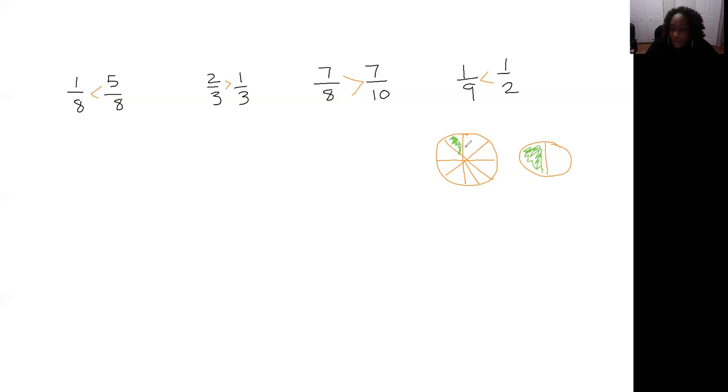This person only got 1/9. So that's how you know which one is greater and which one is smaller. Okay, here now I have 2 fractions. Here's the problem. Neither the numerator or the denominator is the same, and this is when most folks start to panic.